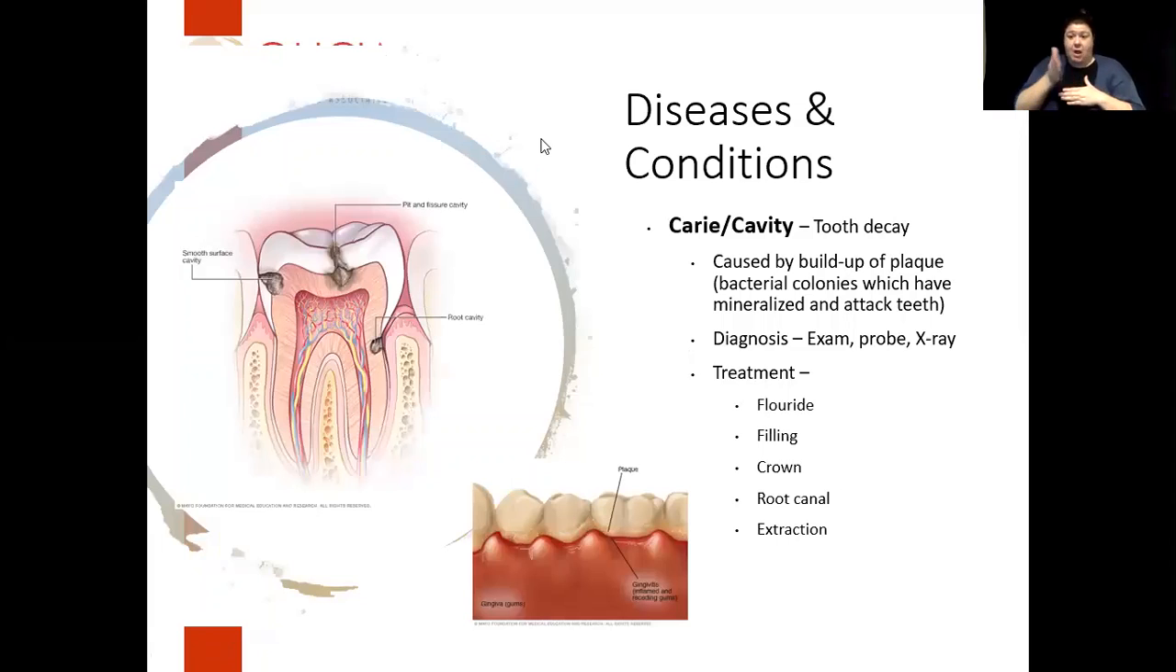firsthand. So diseases and conditions of the teeth would include cavities or tooth decay, which is caused by a buildup of plaque or bacterial colonies, which have mineralized, and then they attack the teeth. That's when you go to the doctor and they examine you and probe you. The treatment may include anything from fluoride treatment, even in children who have not yet developed any teeth, to putting in a filling, then putting in a crown, doing a root canal, and if it can't be saved, doing an extraction of the tooth. So you may be interpreting an appointment where any of those take place.